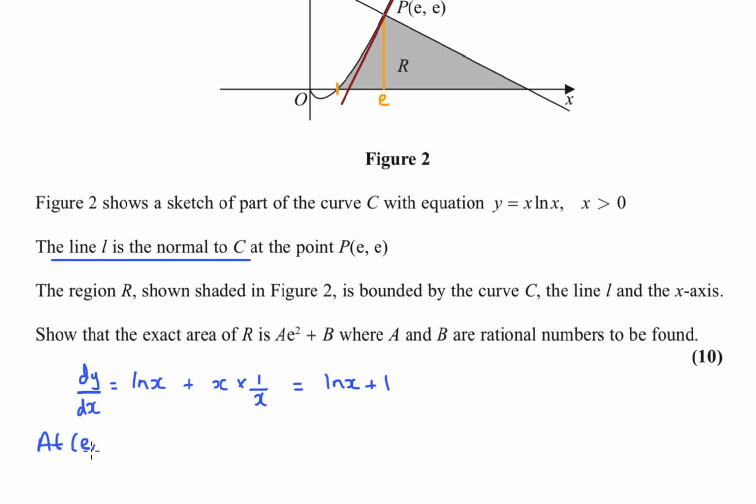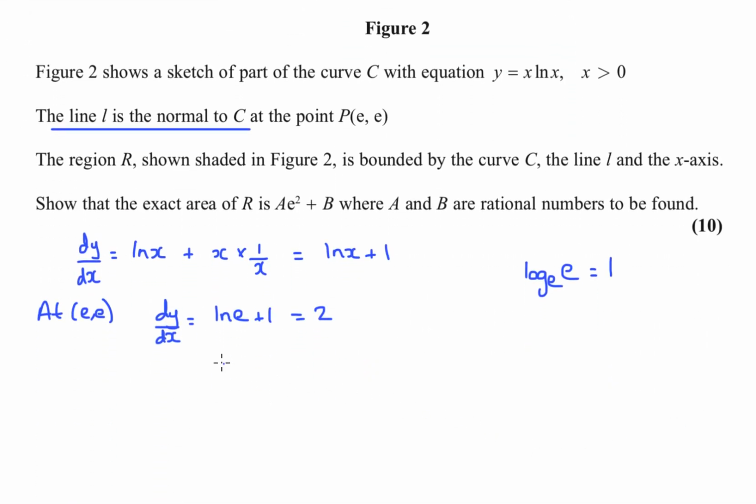At the coordinate E, the gradient of the tangent is going to be ln E plus 1. Now the natural log of E is just 1 because natural log is log to the base E, and log to the base E of E is 1. When the base matches the value that you're logging, the answer is always 1. So that means that this is just 1 add 1, which is the gradient value of 2. So that's the gradient of the tangent line.